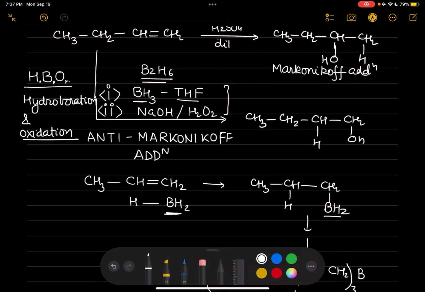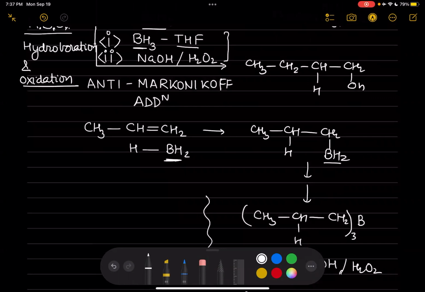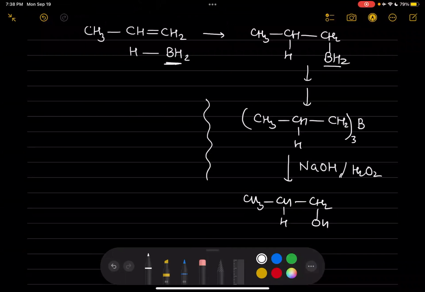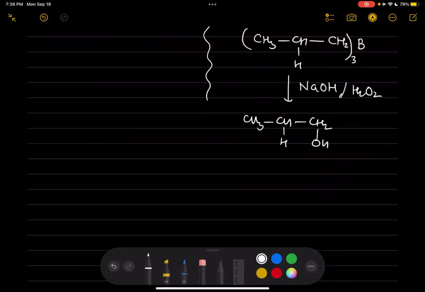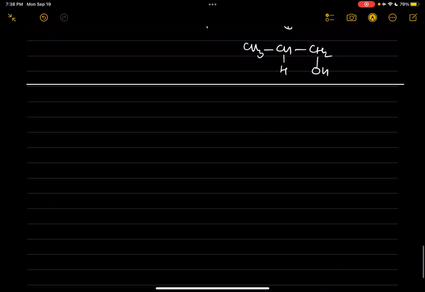So how are you going to make an alcohol by doing anti-Markovnikov addition of water? How are you going to do that? Tell me. Suppose someone asks you, Karthik, if I give you an alkene and ask you to add water on that alkene in anti-Markovnikov fashion, what method will you adopt? Hydroboration oxidation. Yeah, hydroboration oxidation you are going to adopt.